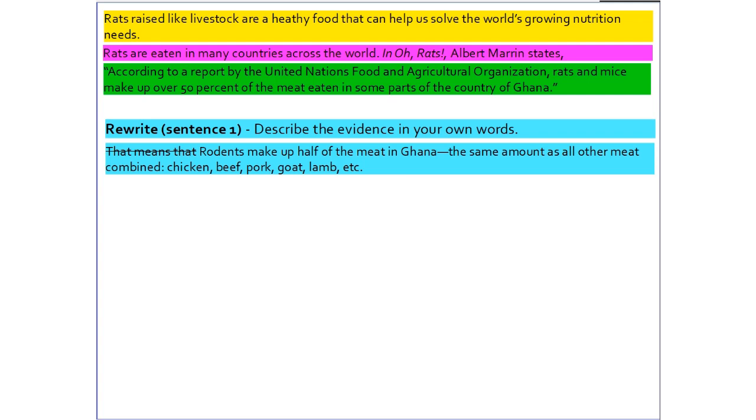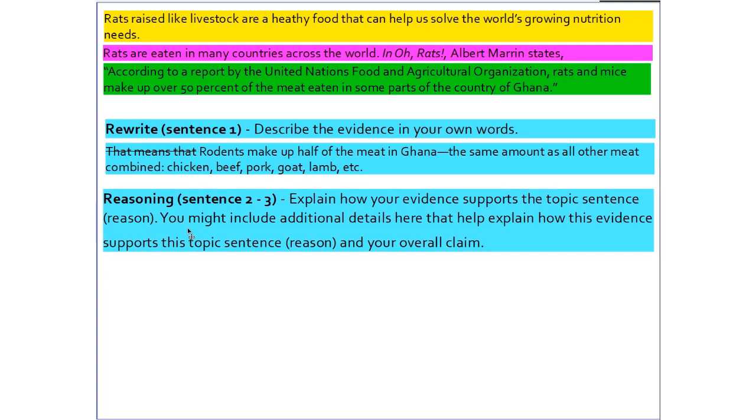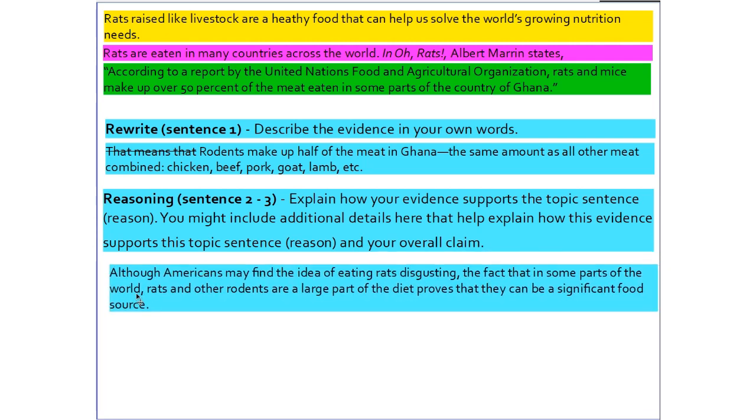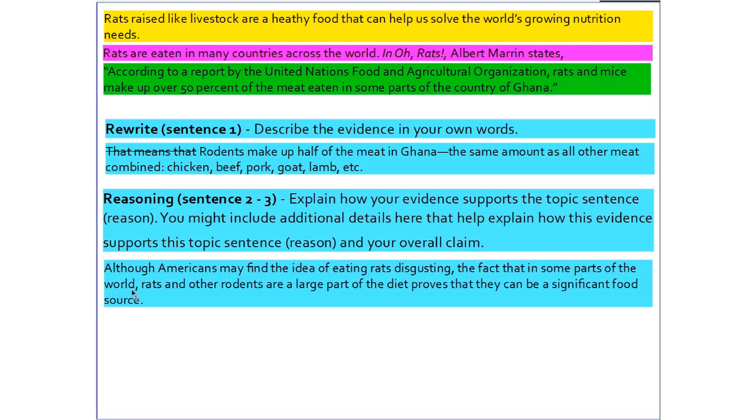So now that you've rewritten your evidence, now I want you to put in some reasoning. Here's the place where you really want to make the connection between the evidence and the topic sentence. You might actually include some additional details here in order to help me understand your reason and also your overall claim. So the way that I do that is that I really want to come back to the idea of how in America, what we think of eating rats, right? Because I think that that will really help you understand the problem.